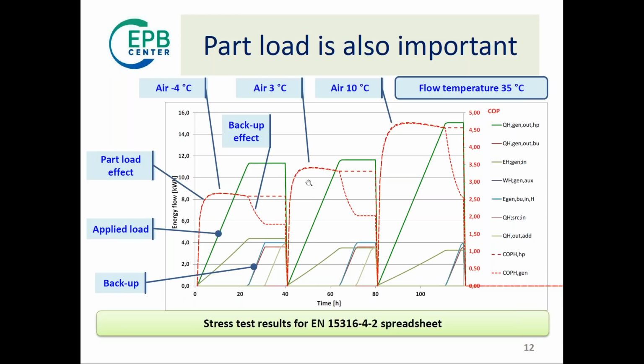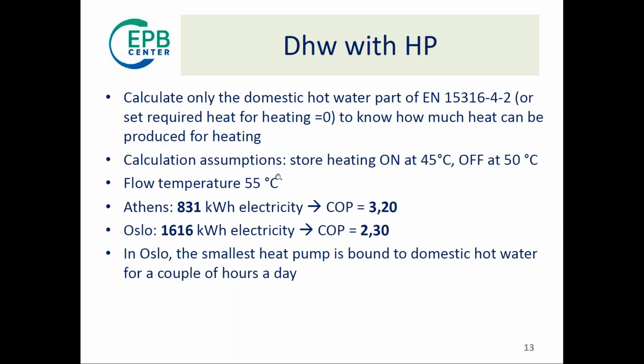And you repeat this calculation for a different air temperature, and you see that even the available heat output is changing. At 10 degrees, you have this 15 kilowatts, and at -4, you only have 11. All this is taken into account in our calculations. So domestic hot water with a heat pump. This is the first thing we will do, because we need to know how much time is used for the heat pump, which is doing both heating and domestic hot water. We are running just the first part, and just set the heating to 0 to know this.